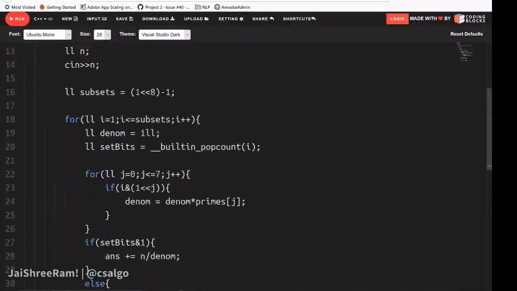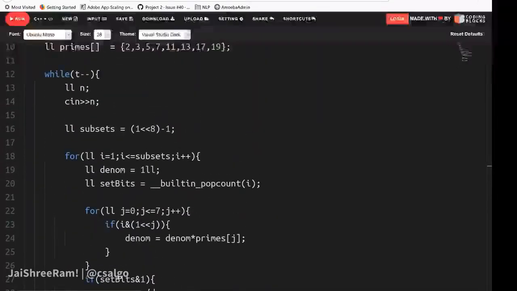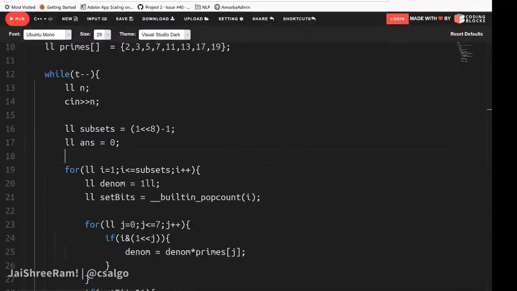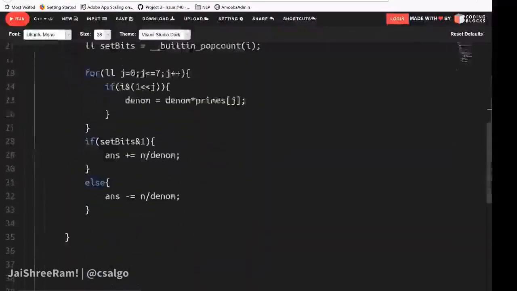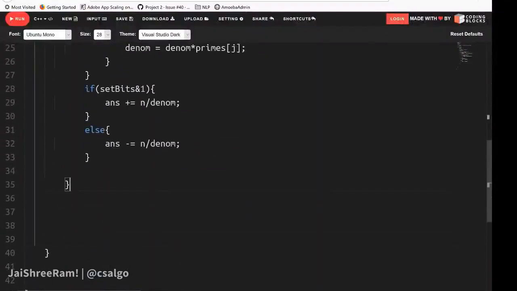Alright, and a few more things we need to do here: we need to define the answer in the beginning. So let us say long long answer equals 0, and the number of subsets we have already defined. Anything else we are left with? I think that should be good. So let us try to print the answer: cout answer endl, and return 0.